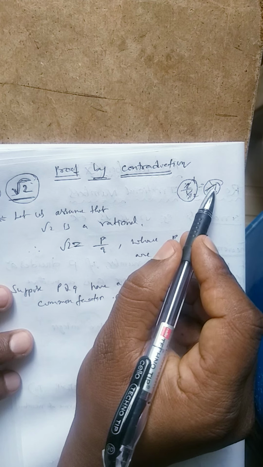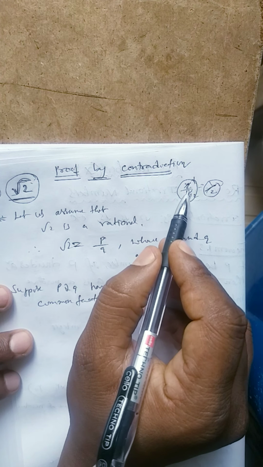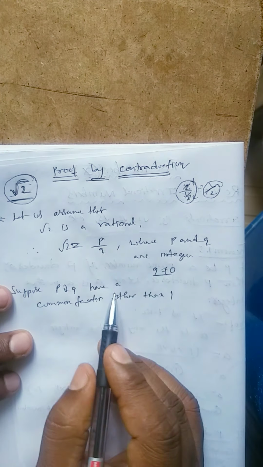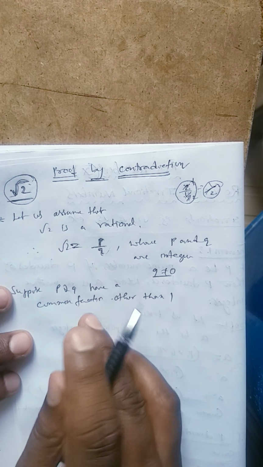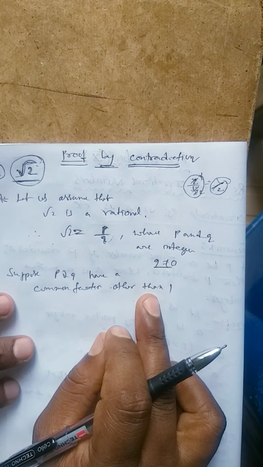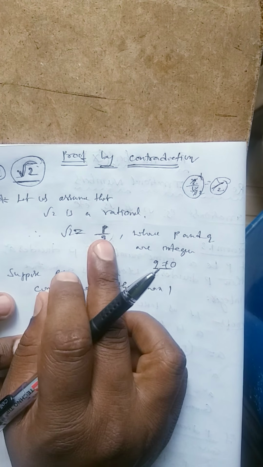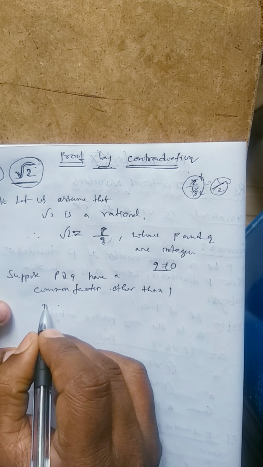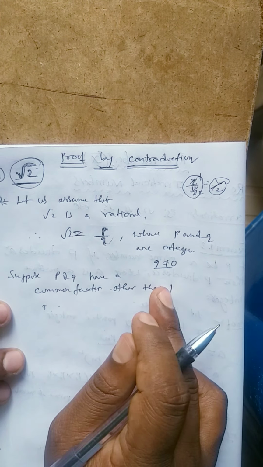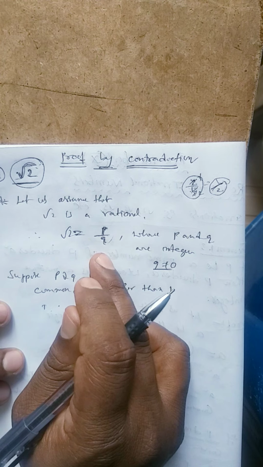It is a rational number, but it is not in standard form, because we can still simplify it like this. Here also p by q is a rational number, but it is not in the standard form because it has a common factor other than 1. If p and q have a common factor other than 1, we have to cancel p by q with the common factor.